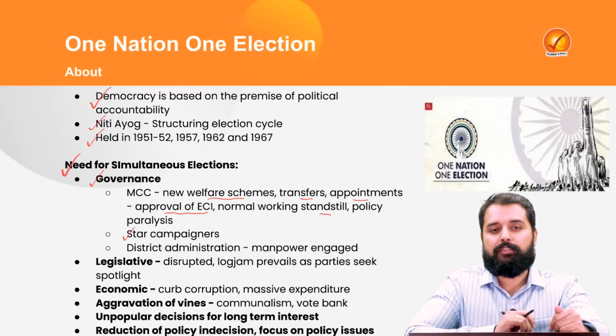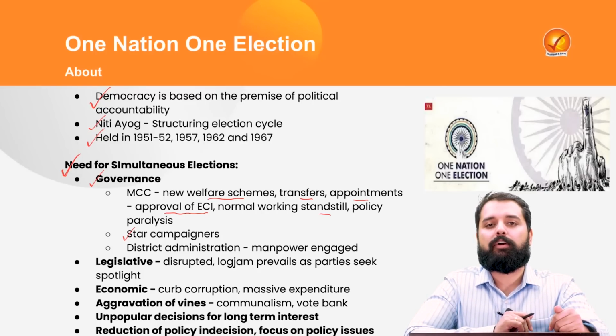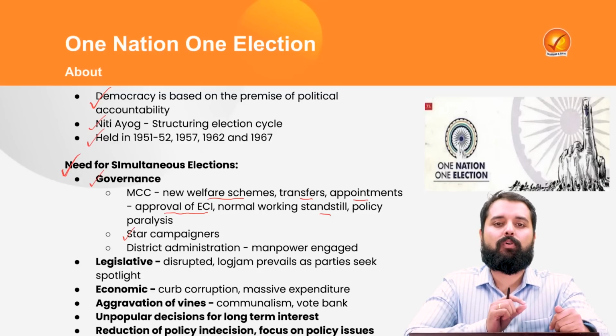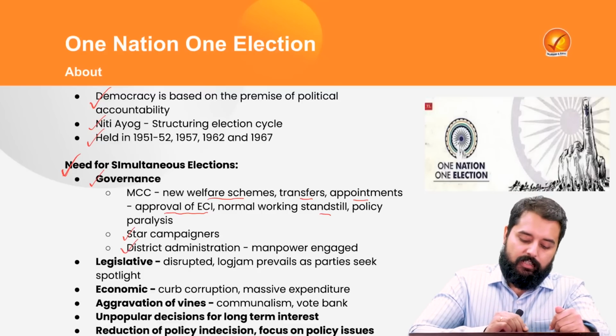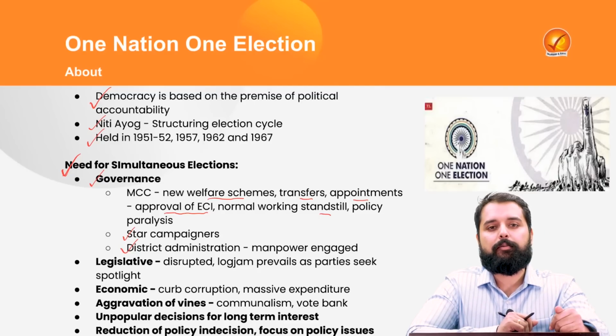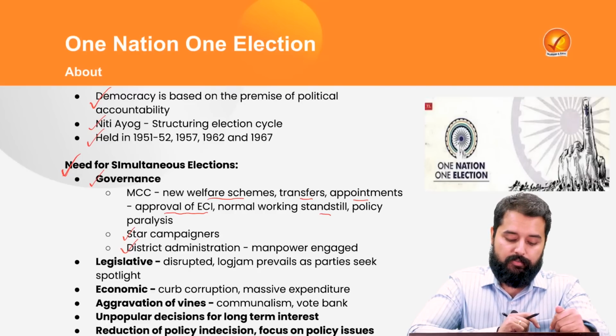Plus, whenever there are elections, then the star campaigners are invited to campaign for the party. The star campaigners are ministers, union cabinet ministers, etc. And the time that they spend while campaigning for elections, whether it is in the states or for the Lok Sabha, that time could have been utilized for constructive work, for the decision making by the political executives. Plus, whenever there are elections, the district administration manpower is engaged, and the work that could be done by the manpower in the other work is not done.